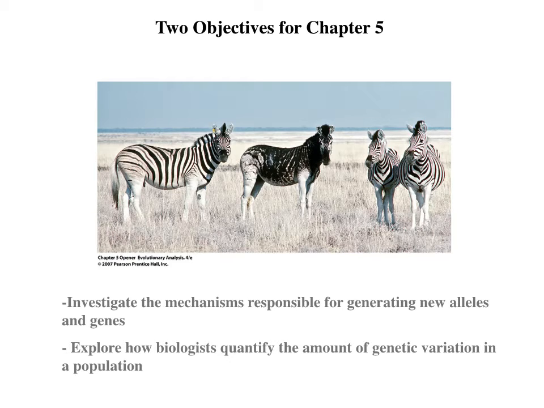So the two main objectives for this chapter are, one, to look at the mechanisms that are responsible for creating new versions of genes, or alleles, or even in creating entirely new genes. And then we're also going to, at the end, look at how biologists quantify or measure the amount of genetic variation in a population. All of these things obviously are very important for evolution via natural selection, because it's that genetic variation that natural selection works on to produce changes in an evolving population.